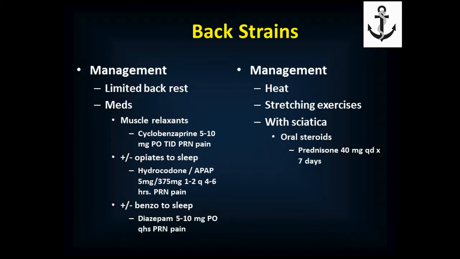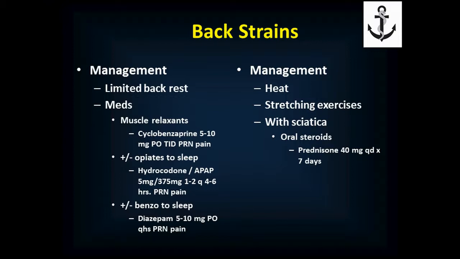They may need opiates to help them sleep, so hydrocodone, acetaminophen, 5 milligrams of hydrocodone and 375 milligrams of acetaminophen. That's how they come as a single tab. 1 to 2 every 4 to 6 hours as needed for pain. And then possibly a benzodiazepine like Valium or diazepam, 5 to 10 milligrams by mouth in the evening or at bedtime to help them sleep.